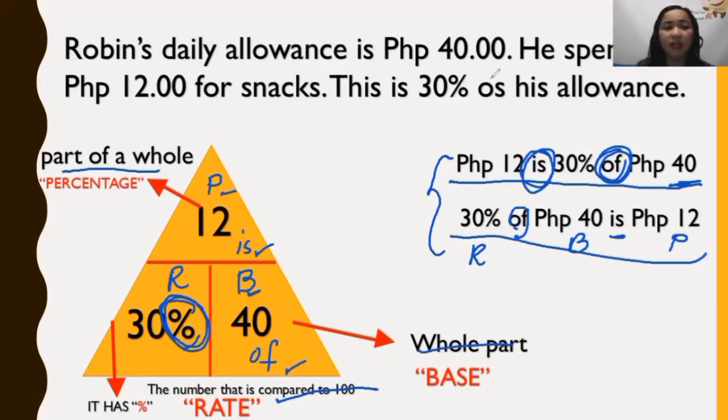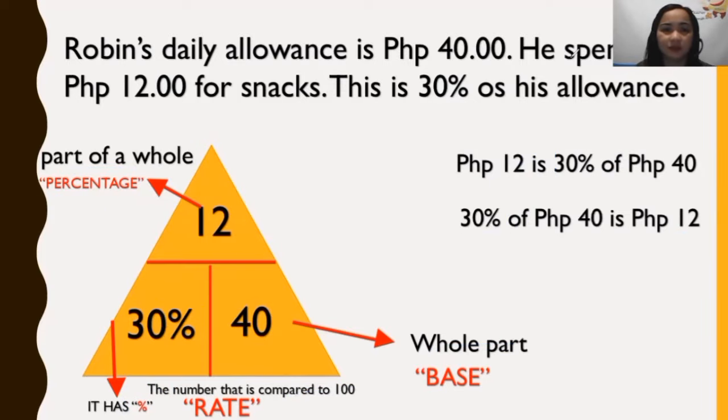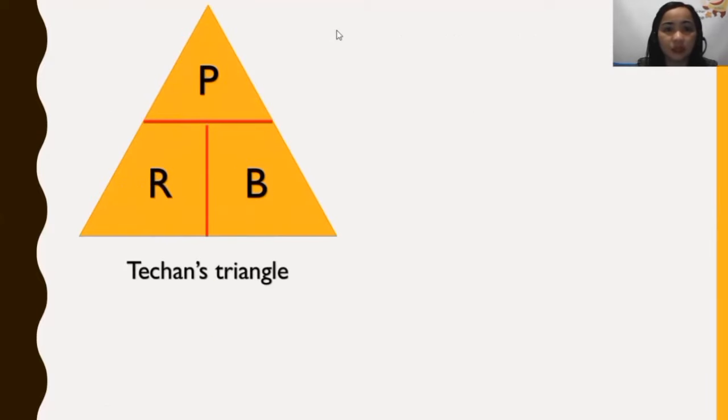Again, let me reiterate that base is representing the whole part. Percentage represents only part of a whole. And rate is the number that has the percent symbol. So, is that clear? This is what we will use to determine how to find the percentage, rate, and base.